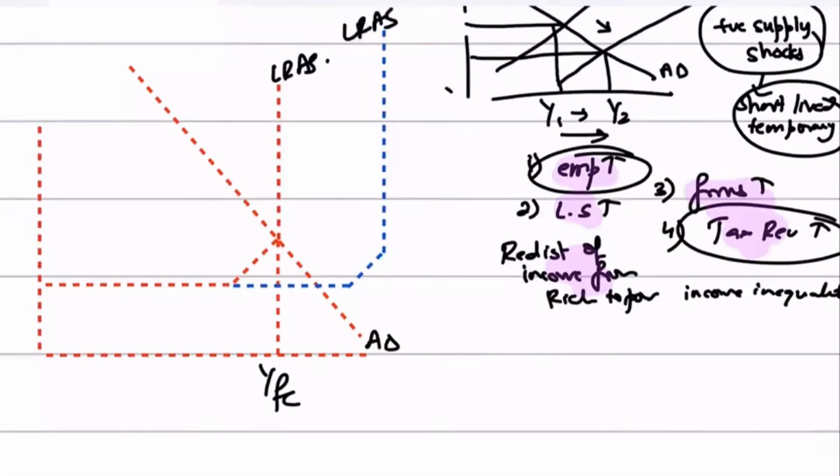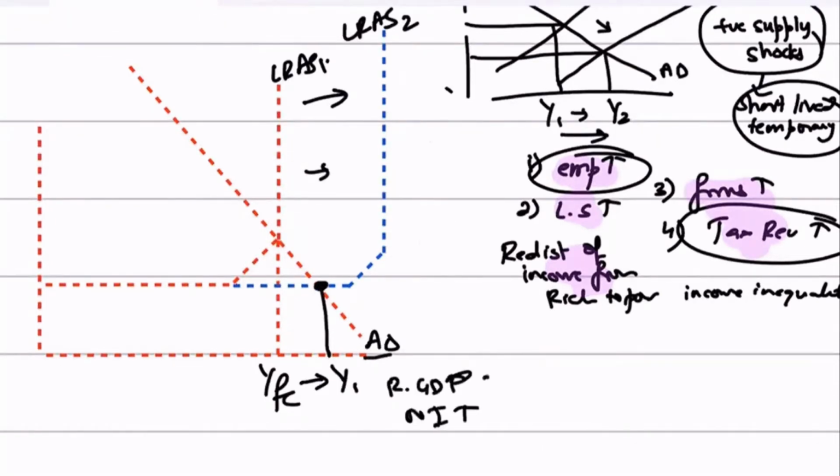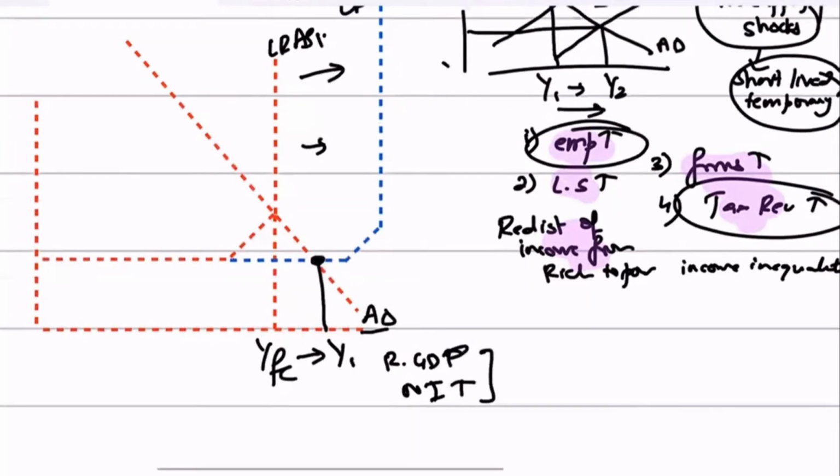And so if your long run aggregate supply shifts outwards, this would cause an increase in your real GDP from YFE to Y1, right? And you can clearly see that your GDP is going up, your real GDP is rising. Your real GDP goes up, your national income goes up, right? And your living standards would go up.